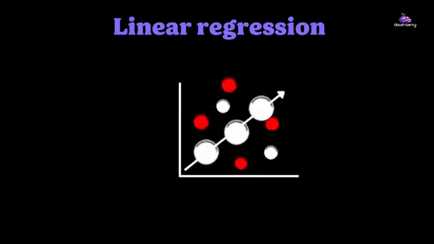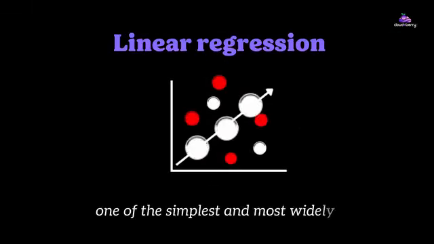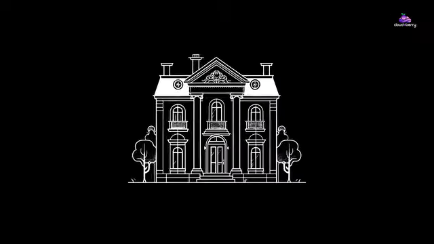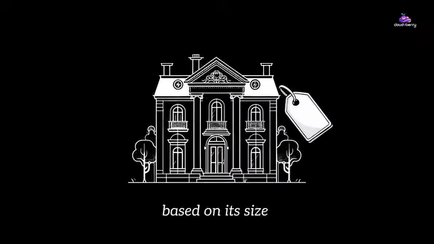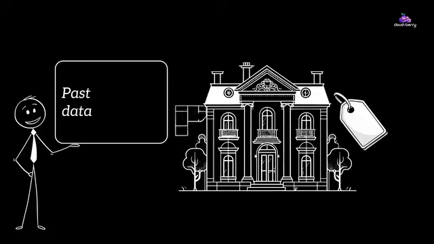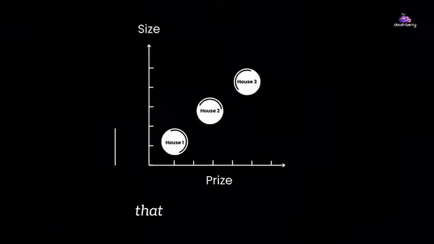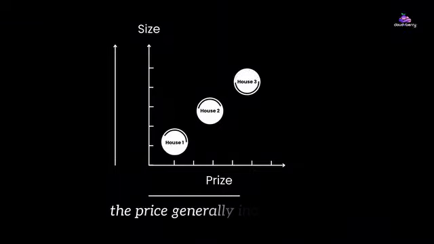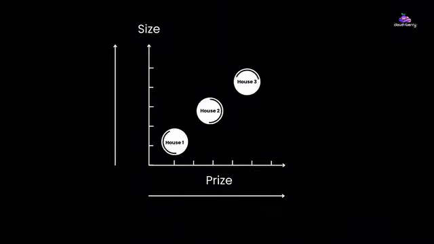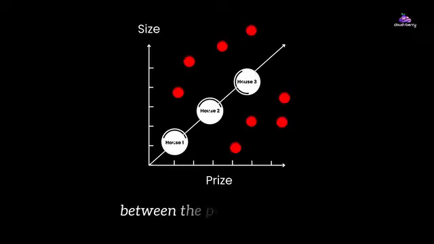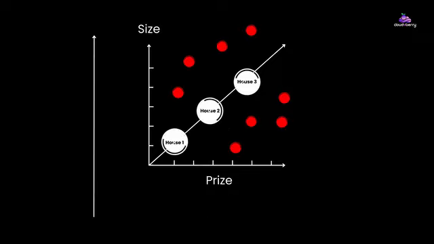Let's begin with linear regression, one of the simplest and most widely used algorithms. Imagine you're trying to predict the price of a house based on its size. You collect past data, square footage and corresponding prices, and plot them on a graph. You'll notice that as the size increases, the price generally increases too. Linear regression draws a straight line through those points in such a way that the overall error between the predicted values and actual values is minimized. That line becomes your model.